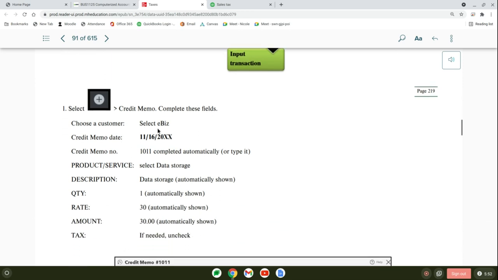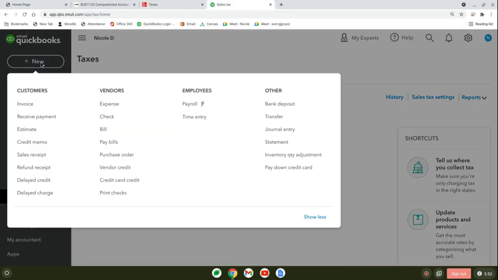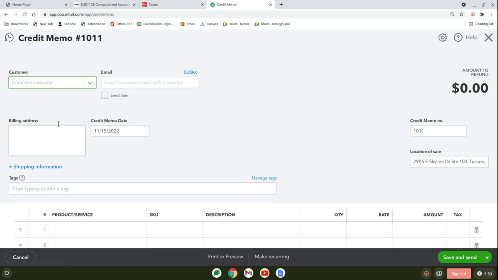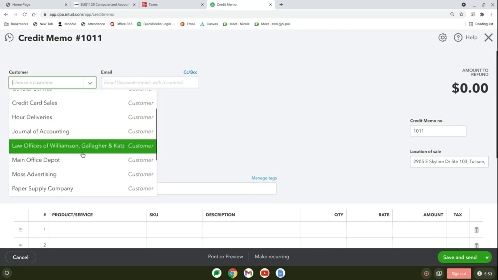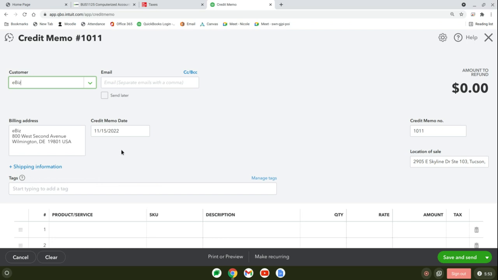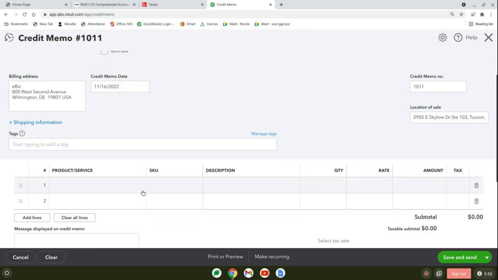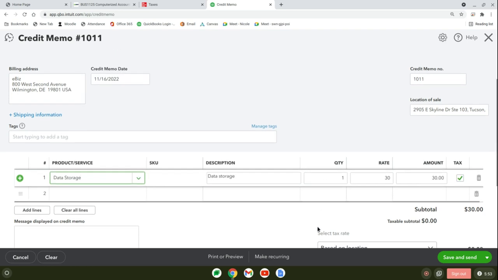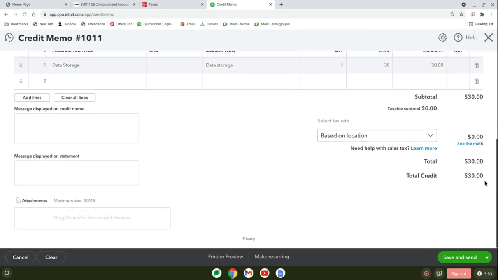It says go to plus sign new, and then you're going to go to credit memo, which is right under estimate and above sales receipt. And you're going to select eBiz. The date for this is 11/16. You're going to come down here and select one data storage. Data storage 1 will automatically apply. Now, eBiz was not taxed, so it'll just come out to $30.